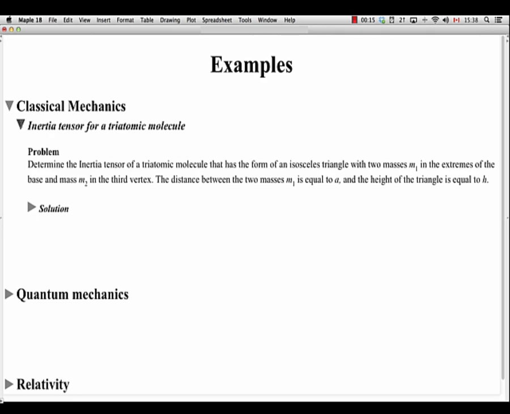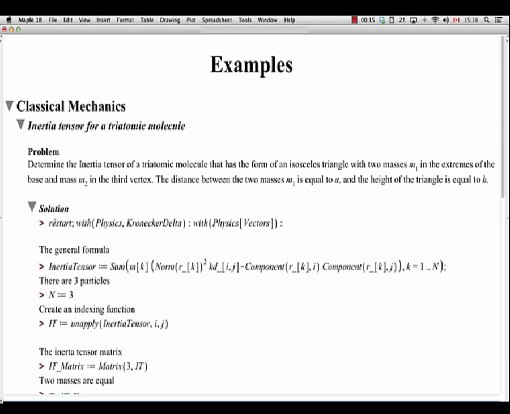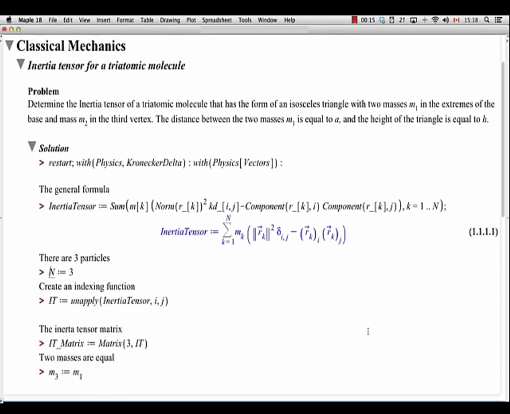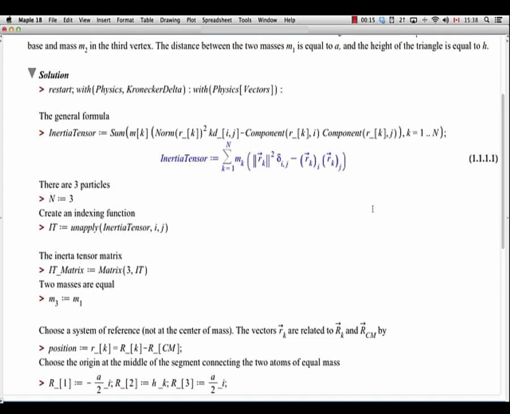The distance between the two masses M1 is equal to A, and the height of the triangle is equal to H. The context for this problem is that it is a textbook problem taken from the Landau book for mechanics. So for the solution, we start with the general formula for the inertia tensor, and we already see these new objects where we see a vector. This is an algebraic vector, not a matrix. It is a coordinate-free representation for a vector.